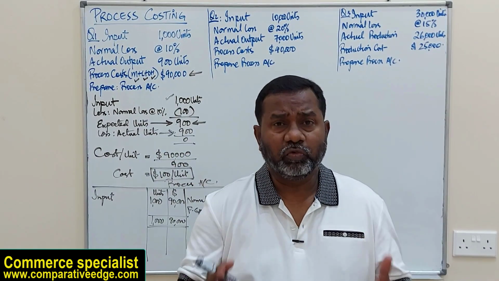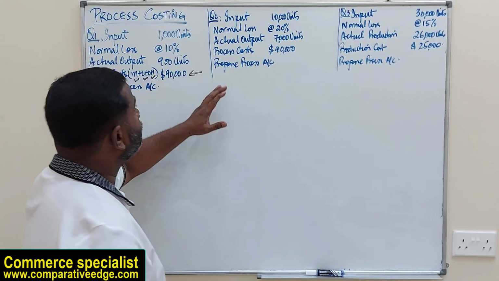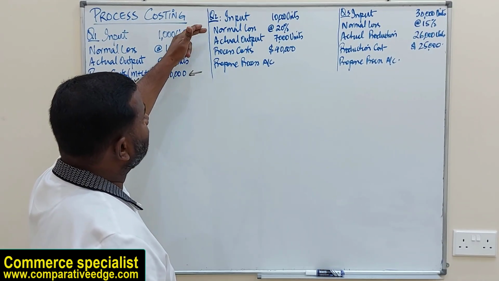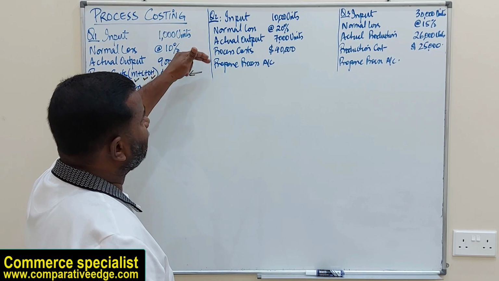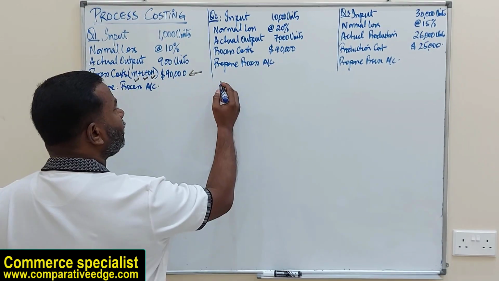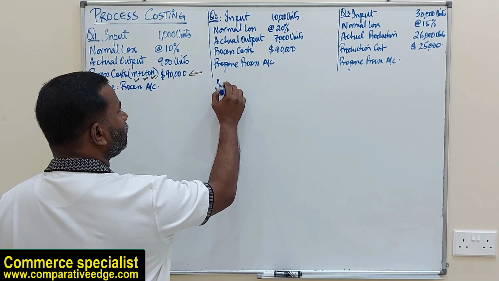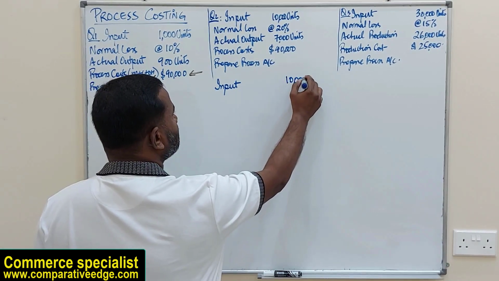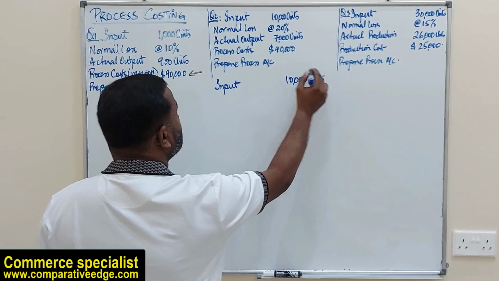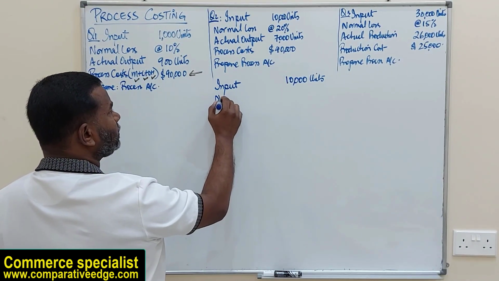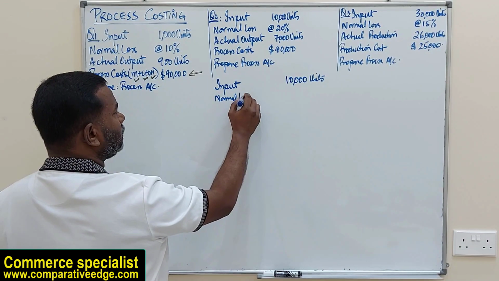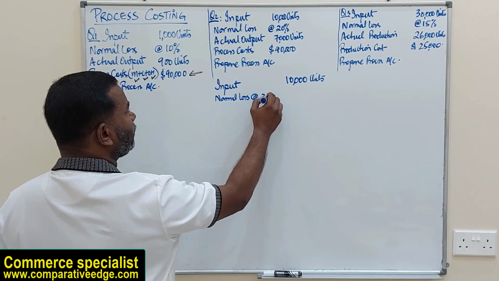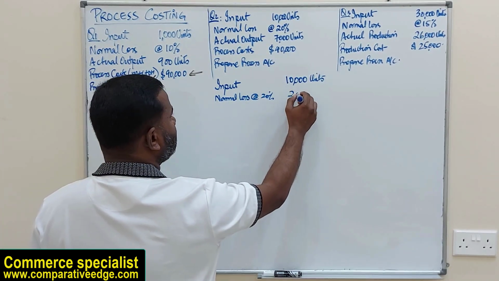Please remember. Now I'm moving on to question number 2. In question number 2, we have input, we have normal loss, we have actual output, process cost, and we are supposed to prepare process account. We will start with input: 10,000 units. There is an expected normal loss. Normal loss is expected at the rate of 20%. 20% of this will be 2,000 units.